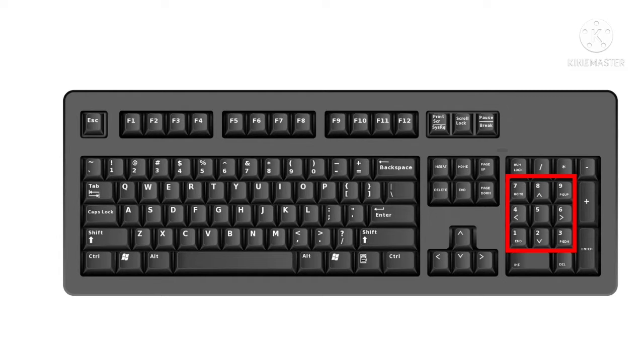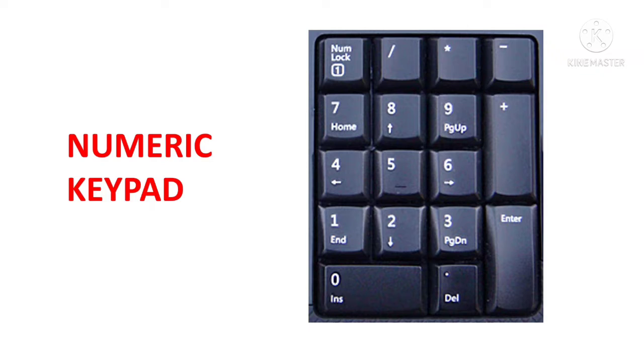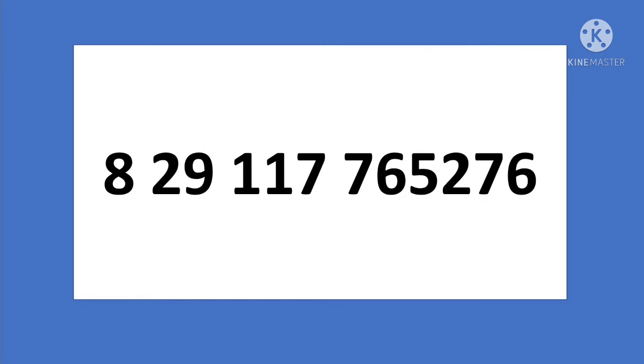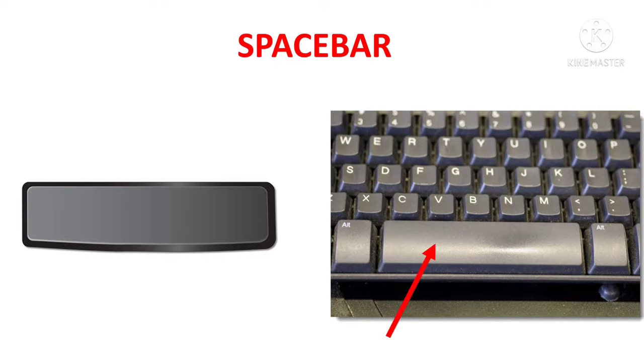From 0 to 9. The number keys present on the right side of the keyboard are collectively called the numeric keypad. You can see in this figure it is known as numeric keypad. In this way you can type as many numbers using number keys. Now we will learn about some special keys.